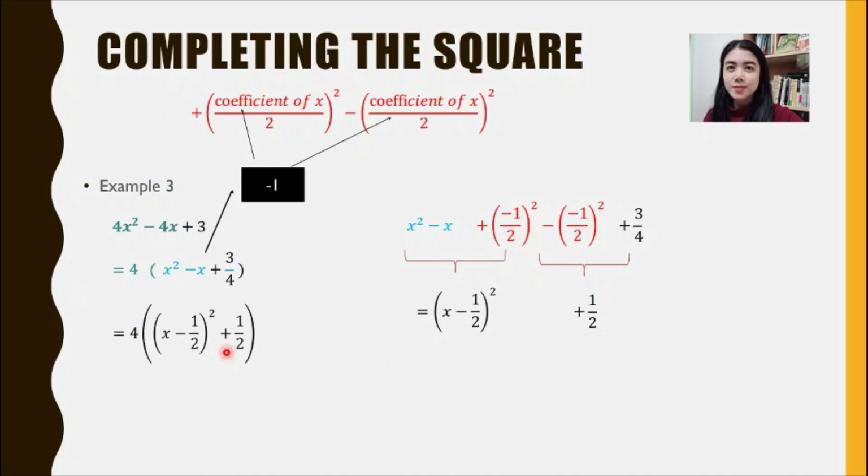Now don't forget to write the 4. For the answer from the completing the square, just put it inside another bracket. So we have the answer for example 3.